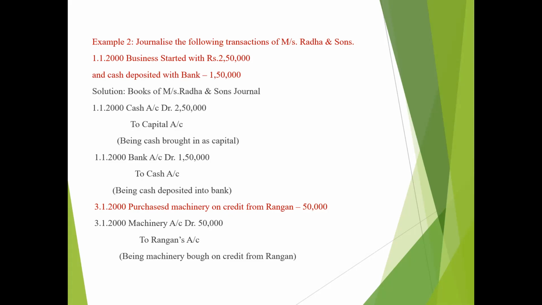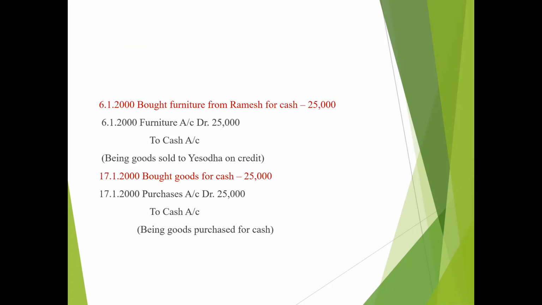So next entry is bought furniture from Ramesh for cash, rupees 50,000. For example, bought furniture for cash means furniture account debit to cash account. So furniture account means real account, debit what comes in. Here it is the furniture account. So cash account is the real account, credit what goes out. So the entry is furniture account debit to cash.